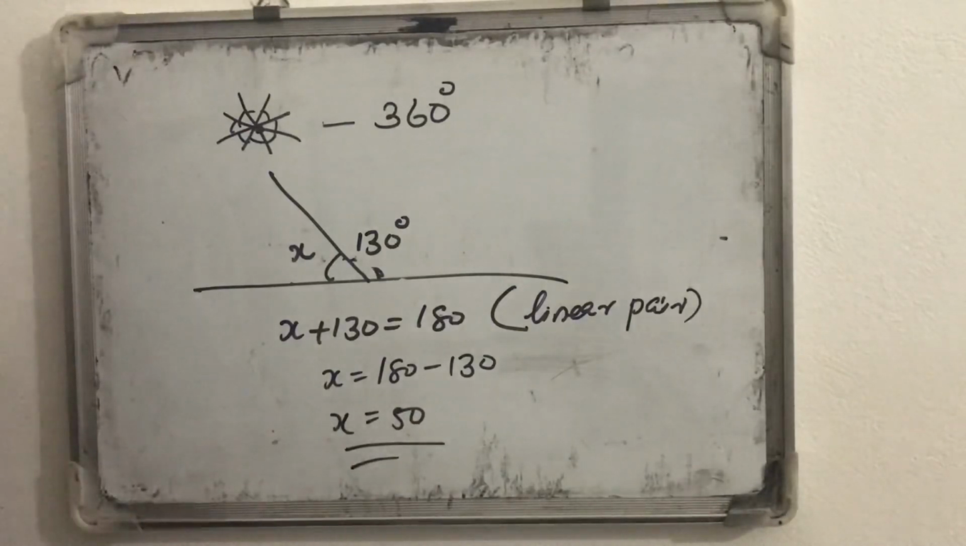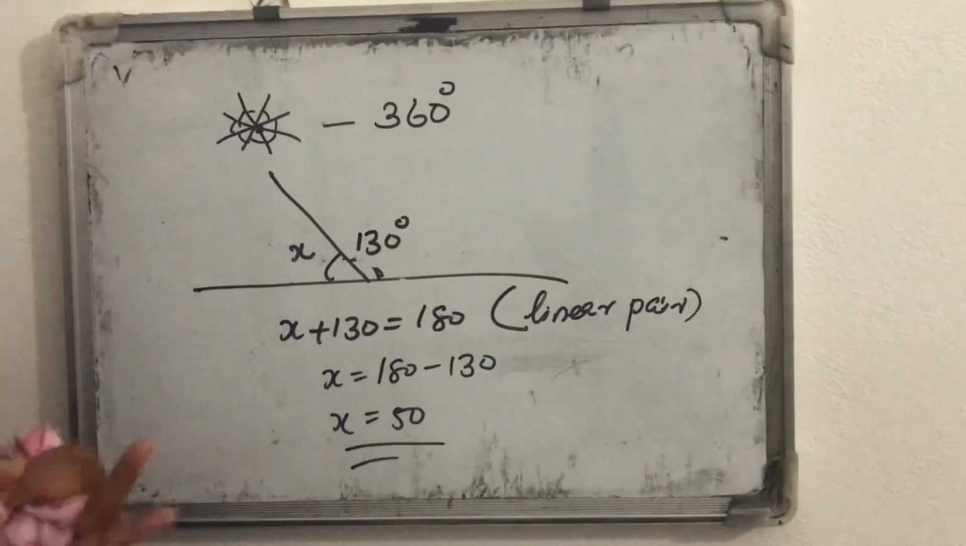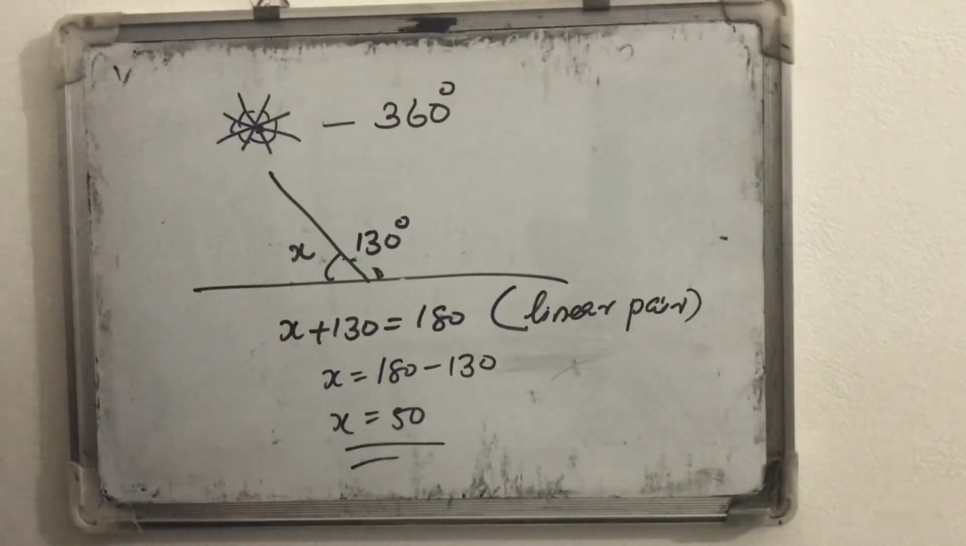In this way we can find the values of unknowns using the properties of vertically opposite angles, linear pairs, and also complementary angles and supplementary angles. Using all those we can find the values of unknowns. Okay, thank you.